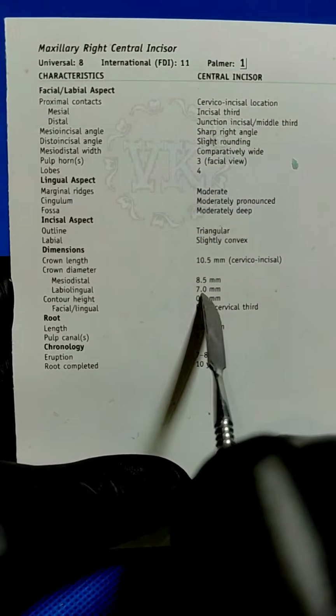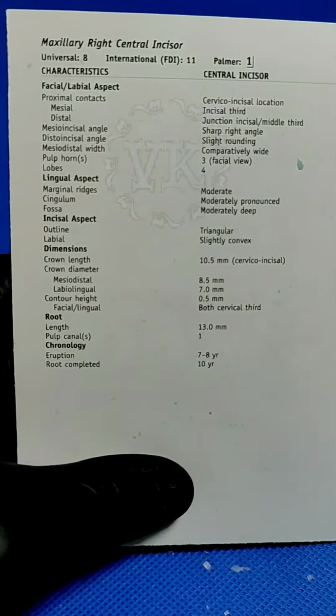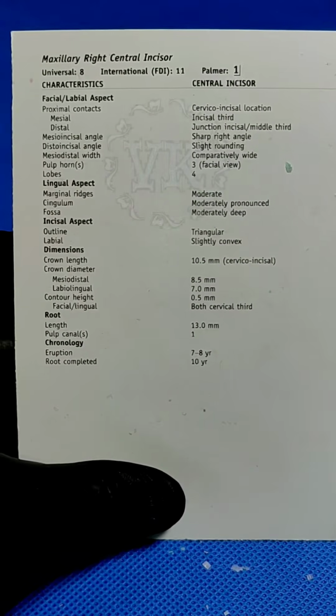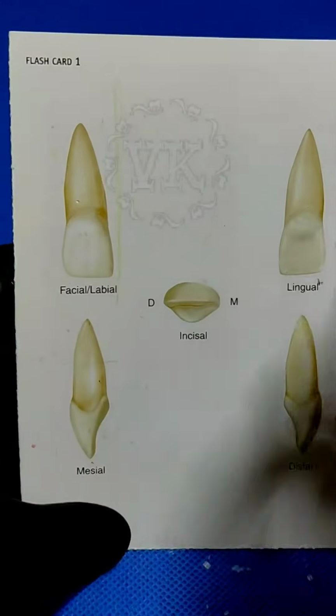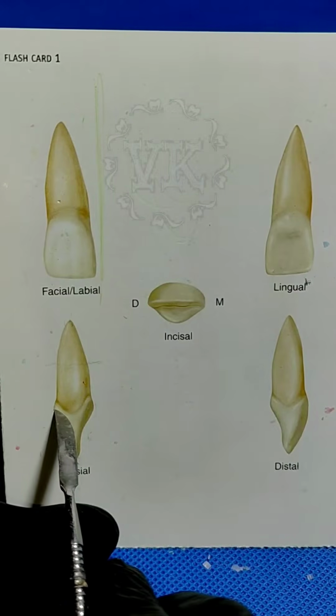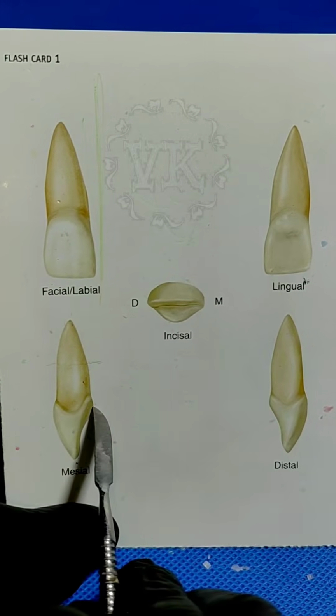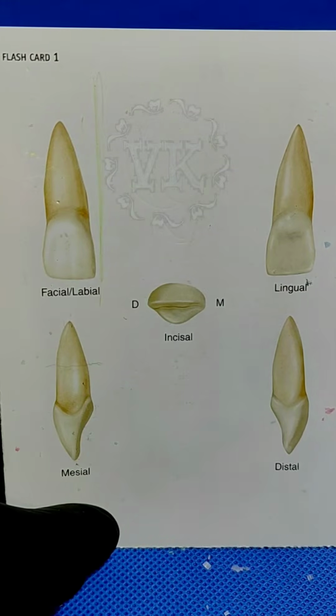This one is the labiolingual diameter. The labiolingual diameter is 7 millimeters. It is usually seen in the mesial or distal view, so it is referring to this distance from this point to this point, which is about 7 millimeters. These are the 4 dimensions which are more important for the central incisor.